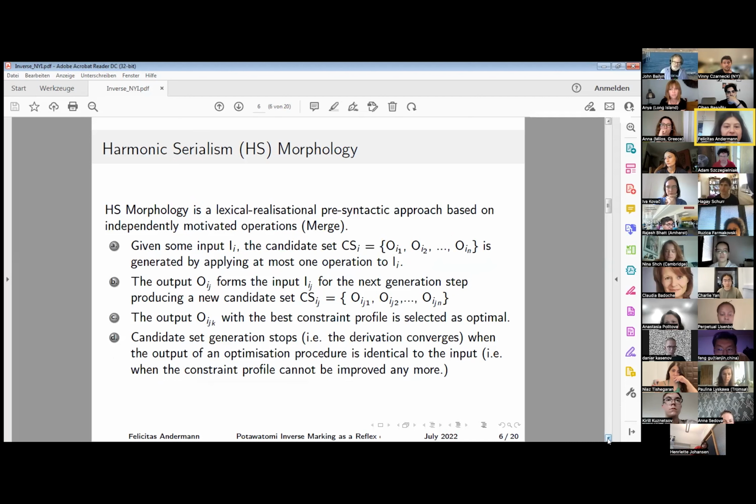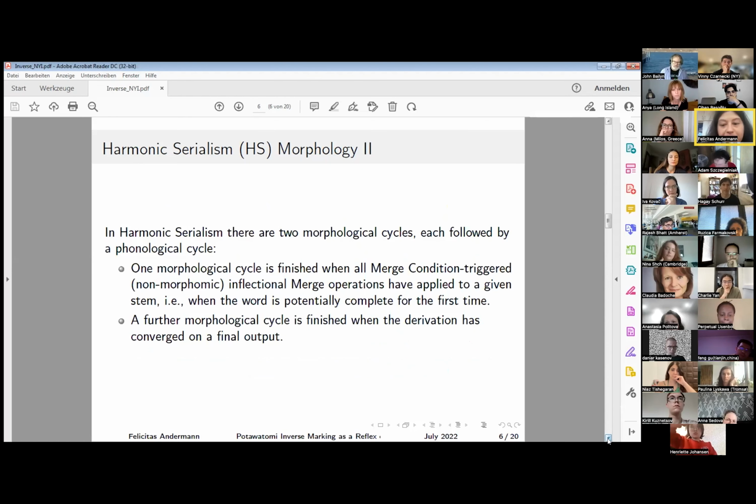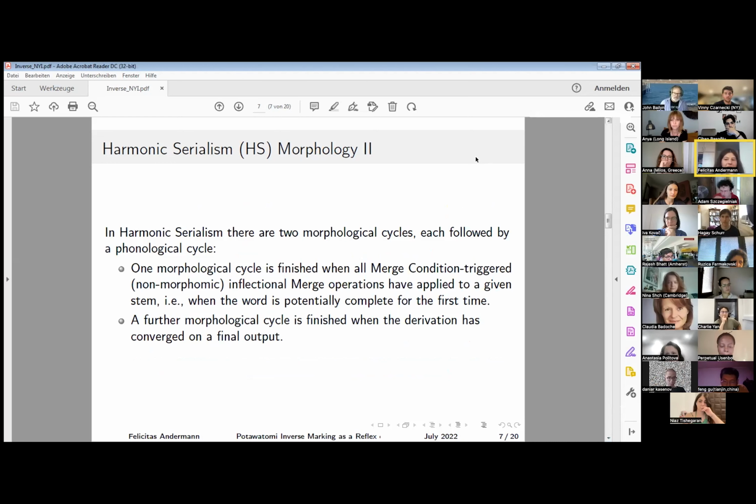Harmonic serialism is a lexical realizational pre-syntactic approach. So first morphology, then syntax. It's based on merge, so exponents are actually merged. And so you have rule-based morphology, then you can do it in OT, and people usually do it in parallel. And in harmonic serialism, you have an optimality theoretic approach, but you have multiple steps where you carry out one operation at one step, and that is subject to optimality theoretic derivation.